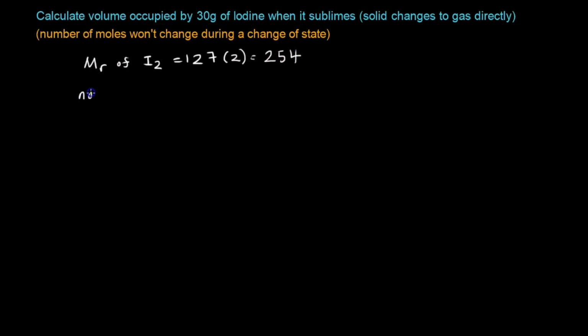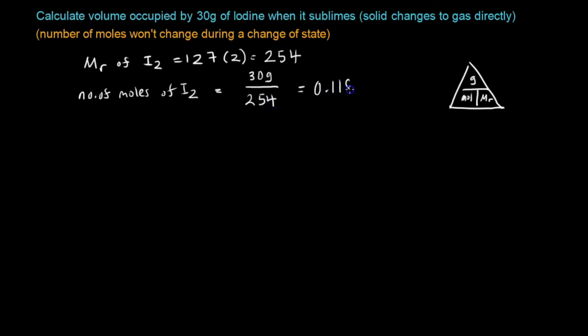And then the number of moles of I2. We are very familiar with this, from our great triangle. On top here is mass in grams, this is mole, and this is Mr. I want moles, so I just cover this up, and I can see that it's grams over Mr. My grams here is 30 grams over my Mr, which I just calculated as 254. This gives me 0.118 mole to 3 SF.